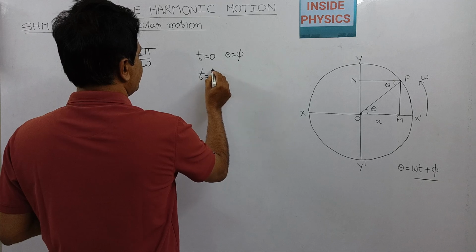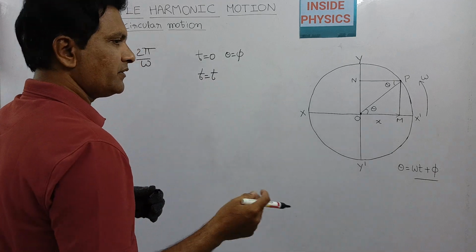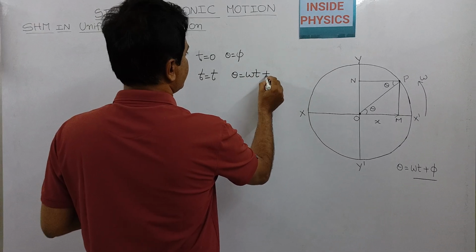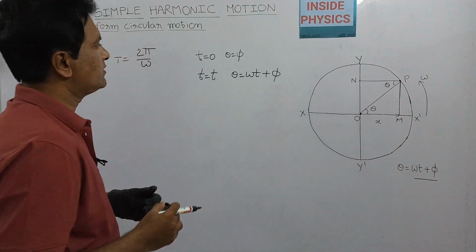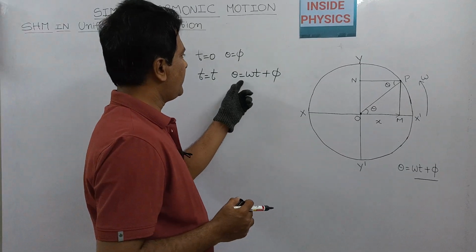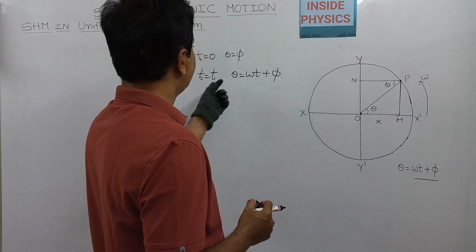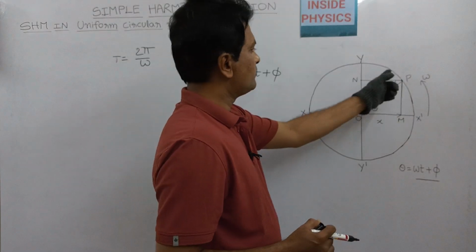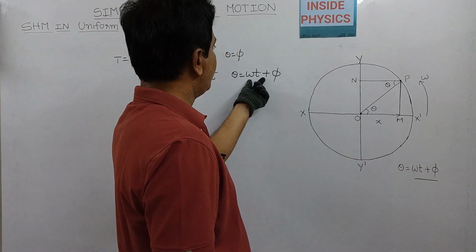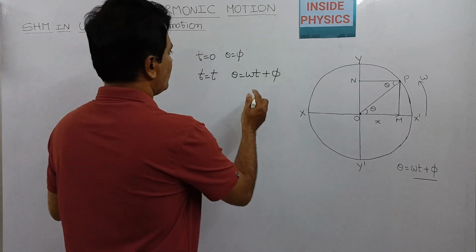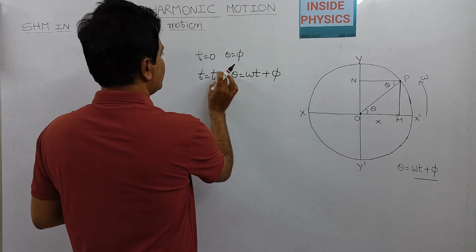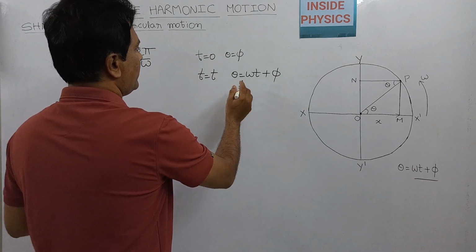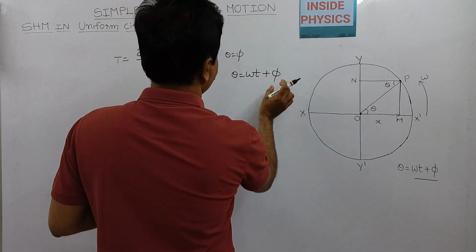After some time, say t equal to t, the angular displacement will be omega t plus phi. Why? In time t it has moved an angular displacement of omega t. In the time span of 0 to t, the particle has moved through an angular displacement of omega t, because omega is angular velocity and t is the time interval. So from 0 to t, the total angular displacement is omega t plus phi.